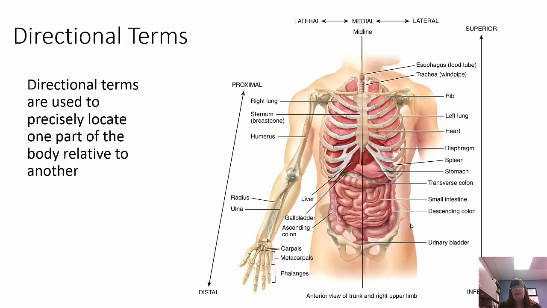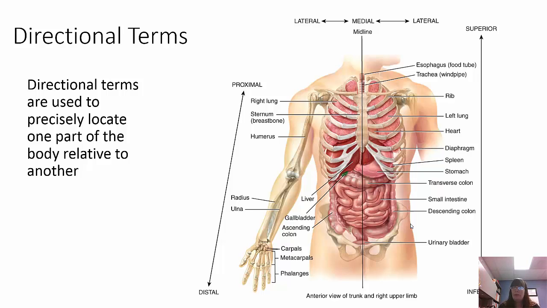Directional terminology, this is one body part relative to another. So you have lateral is towards the outside, away from the midline. Medial is towards the midline. Superior is towards the head. Inferior is away from the head or below.